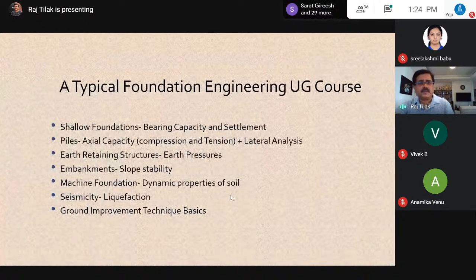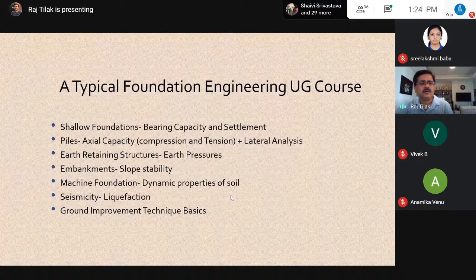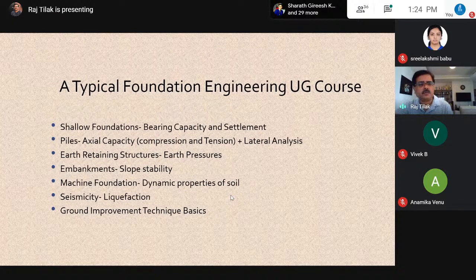I know this is what your course covers. Typically, you would be learning about bearing capacity and settlement for shallow foundations. You will be learning about piles, maybe earth retaining structures, embankments, some bit of machine foundation. You will be touching upon seismicity as well. To what extent, I'm not sure, but probably up to liquefaction studies, you will definitely be covering. And you will be told a little bit about ground improvement techniques. And this is what you will be taught.